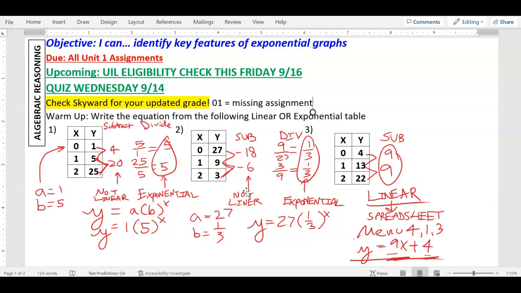A is the y-intercept when x is 0. B is the rate, bottom minus top, okay? Or, sorry, bottom divided by top is what I should have said. So, that's what you're going to do on this assignment.